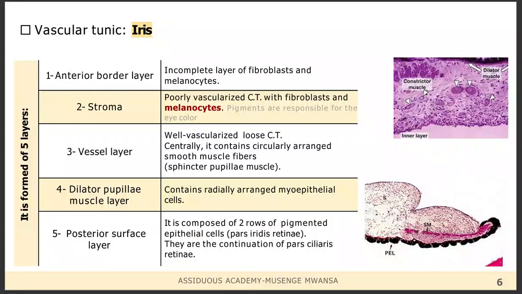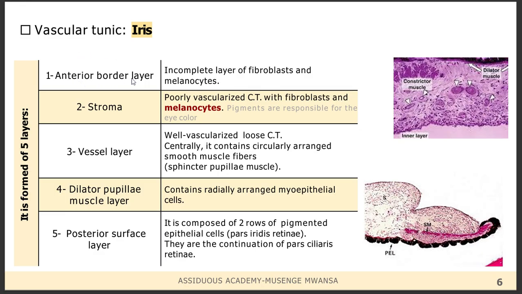When we go to the iris, it's also part of the vascular tunic or vascular layer. So the iris has got 5 layers. You have the first being the anterior borderline layer, the stroma, the vessel layer, the dilator pupillae muscle layer, and the posterior surface.